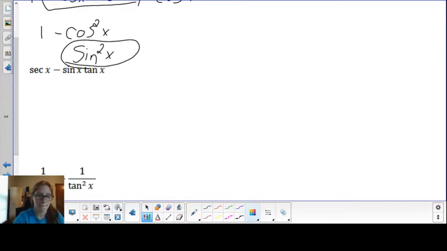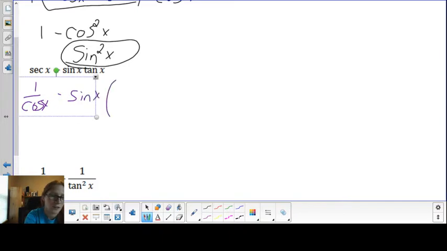The second one. Now, I like to change everything I can into cosine and sine. We just talked about secant. So what is secant? Is it sine or is it cosine? It's cosine, but it's 1 over cosine. So this one becomes 1 over cosine. Sine will stay the same. But what about tangent? What does tangent turn into? Think about it. Sine over cosine.